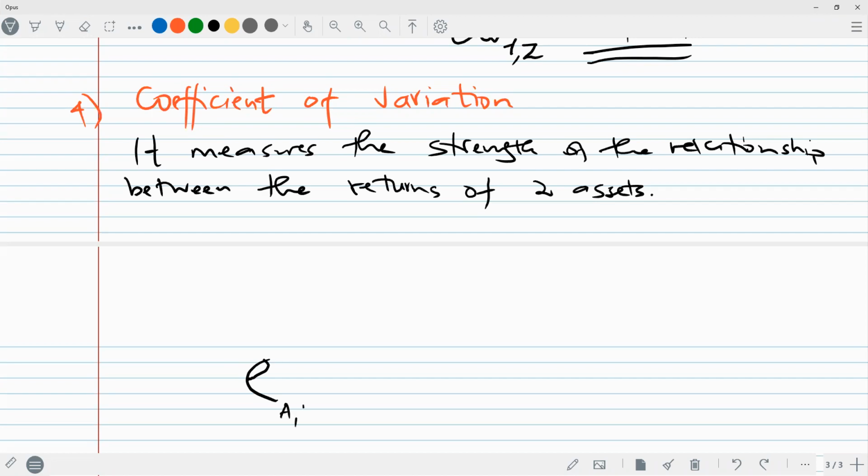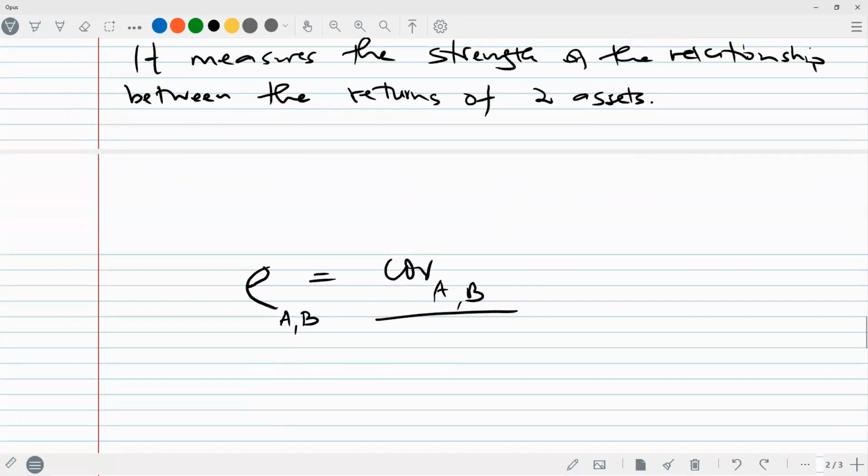The correlation between asset A and asset B is equal to the covariance between asset A and asset B divided by the product of their standard deviations: standard deviation of A, standard deviation of B. So we get the correlation coefficient between asset A and asset B. We want to scale down the covariance. As I mentioned, covariance may not make sense on its own. The only sense you can make out of it is whether the figure is positive or negative.